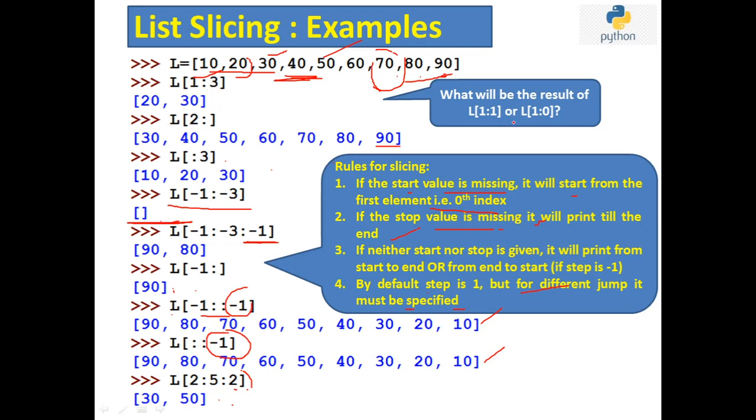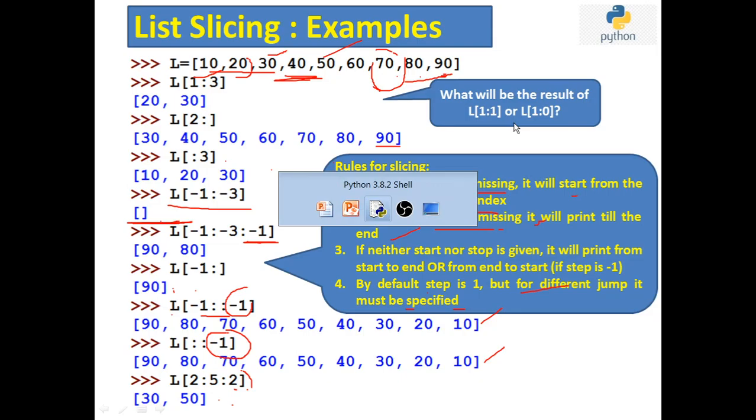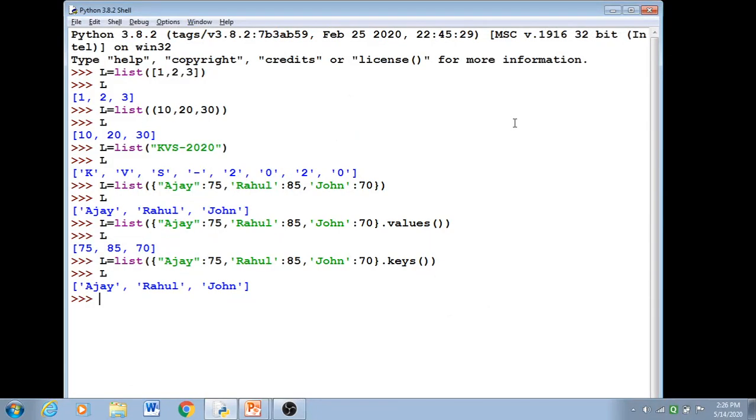Let's check with some code. I am giving 1 2 3, simple. I am printing 1 colon 1. It will not show an error, it will print nothing. Similarly, if I use this, it is again not understanding. The start point is clear but the end point is not clear, that is why it is printing empty again.